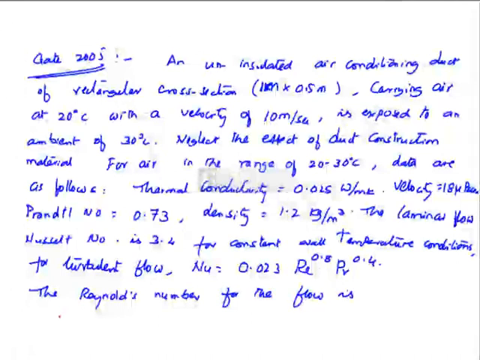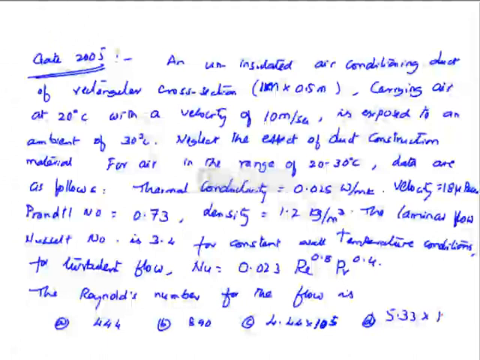for the flow is: A, 4.44 into 10 to the power 5; B, 5.33 into 10 to the power 5; C, 4.44 into 10 power 5; D, 5.33 into 10 power 5.